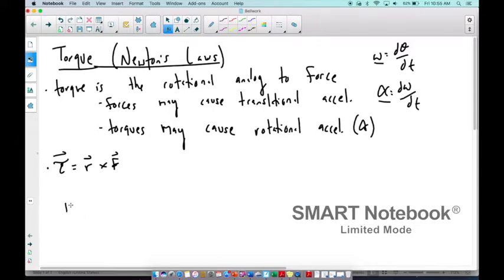So I'm going to draw a top-down view of the door, and here are the hinges over here. So there's my axis of rotation. Big hint, I'm going to be saying this over and over again: whenever you're solving these rotational problems, the first thing you have got to do is define the axis of rotation. So there's my axis of rotation, that's like the hinges. And again, this is a top view of the door.